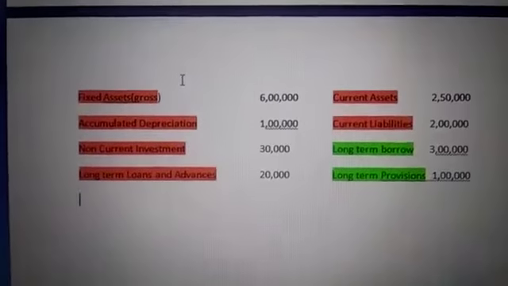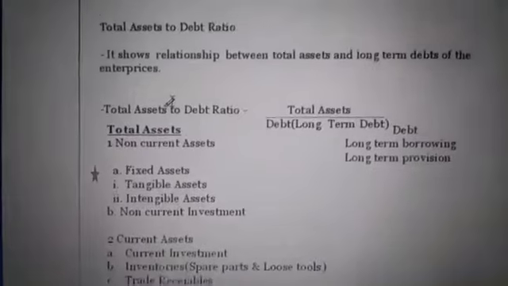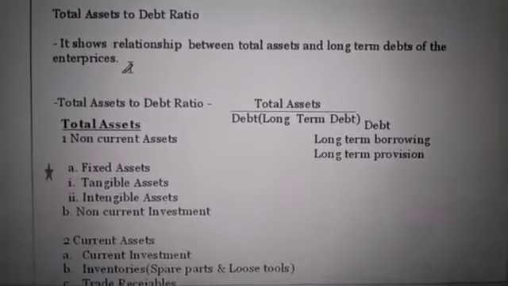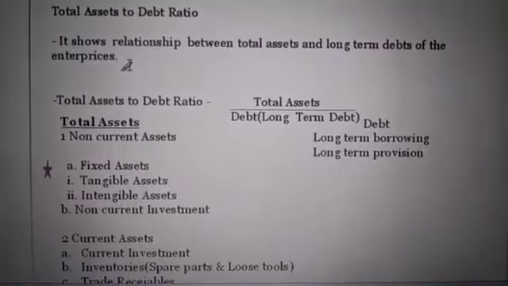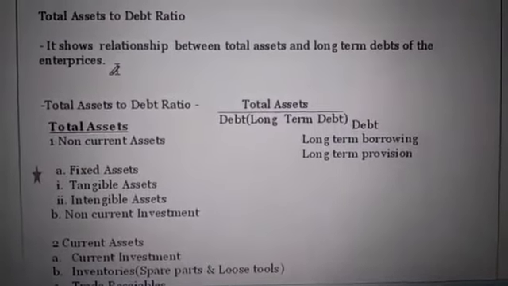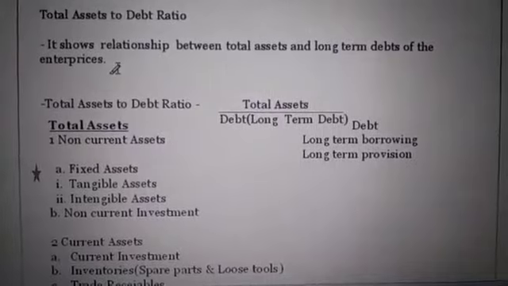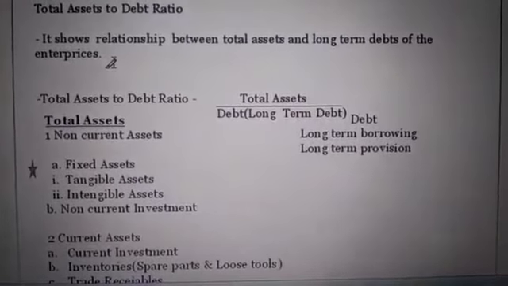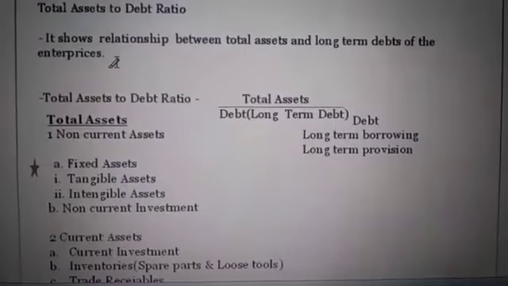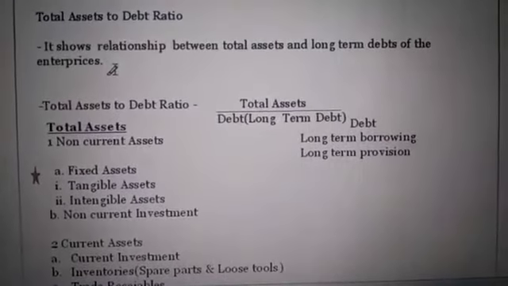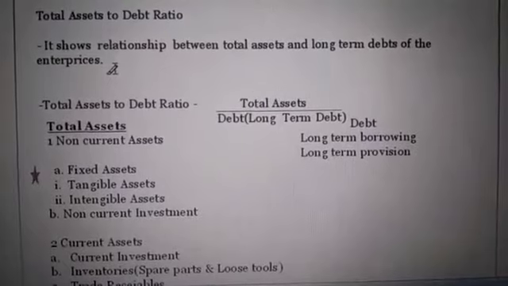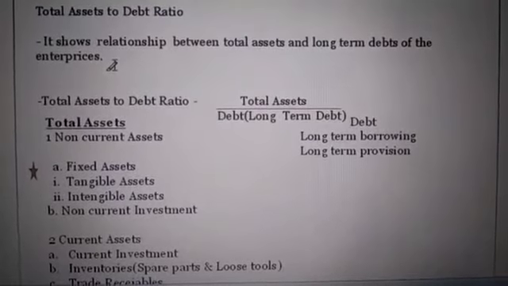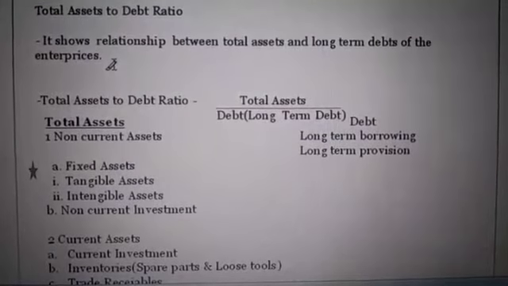Moving to our next topic, that is the total asset to debt ratio. That is also a solvency ratio, it comes under solvency ratio. So it also shows the relationship between total asset and long-term debt of the enterprise. What does this ratio show? It shows the relationship between total asset and long-term debt of the enterprise.